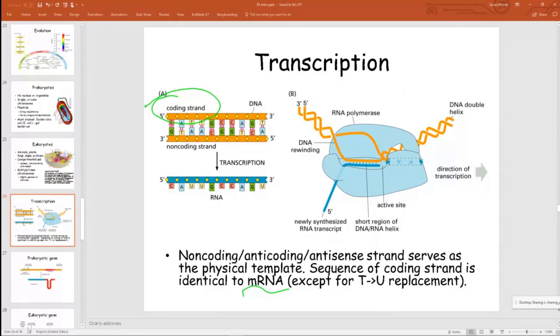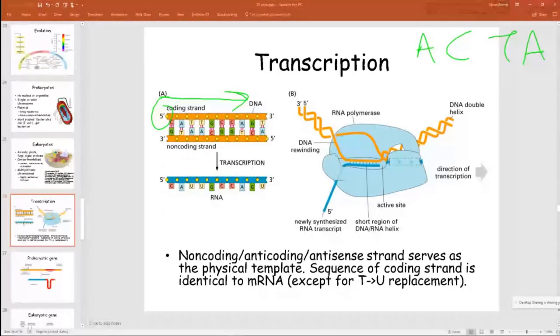So by convention, we always give a DNA molecule starting from its 5' end to 3' end. So when I say I have a DNA molecule that is ACTA, implicitly, I'm saying that this is the 5' end, and this is the 3' end. Okay.